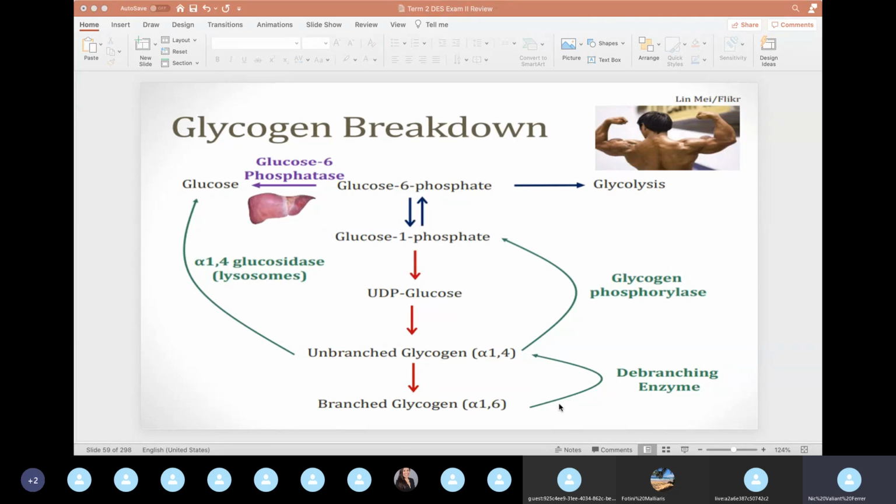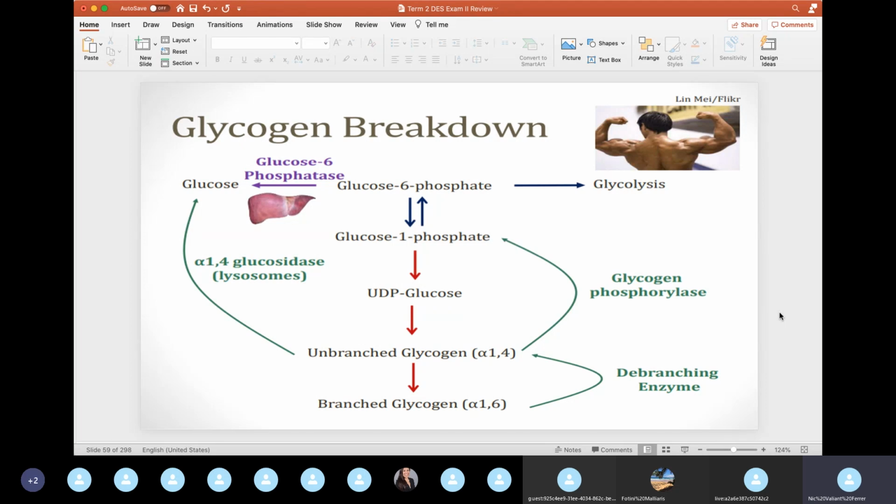I'm going to break down glycogen via a debranching enzyme and glycogen phosphorylase. So put a star here: glycogen phosphorylase for breaking down glycogen. Glycogen synthase to make glycogen, and glycogen phosphorylase to break down glycogen. You can also have an enzyme in your lysosome, high yield, the alpha-1,4-glucosidase, which converts unbranched glycogen to glucose. This is your acid maltase, the alpha-1,4-glucosidase, which is also important in a disorder.